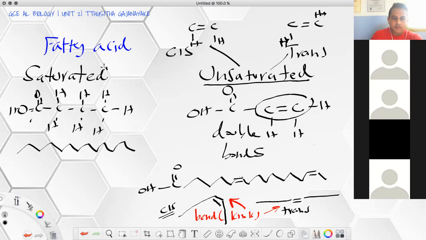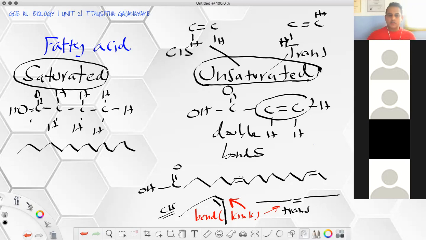So if we have heard about saturated and unsaturated, which one is the healthy one? If we consume fat, lipid as food from animal or plant, which one is the healthy one, saturated or unsaturated?